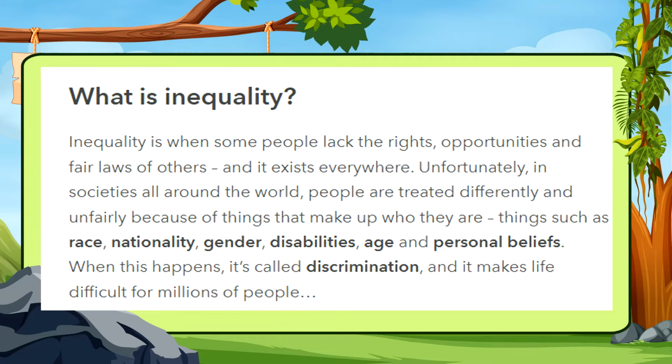What is inequality? Inequality is when some people lack the rights, opportunities, and fair laws of others, and it exists everywhere. Unfortunately, in societies all around the world, people are treated differently and unfairly because of things that make up who they are. Things such as race, nationality, gender, disabilities, age, and personal beliefs. When this happens, it's called discrimination, and it makes life difficult for millions of people.